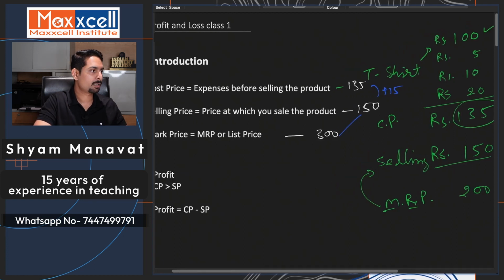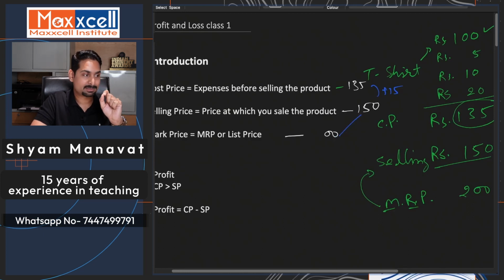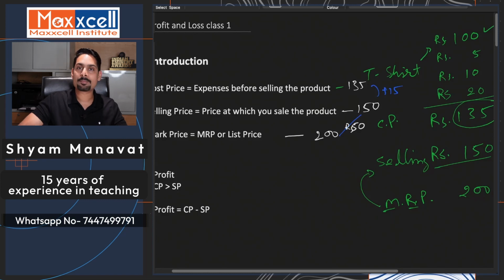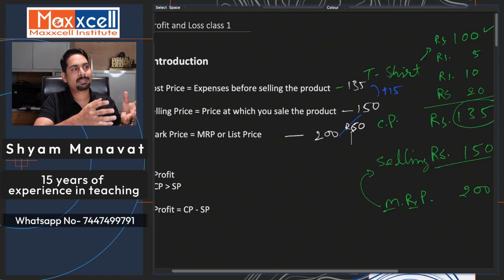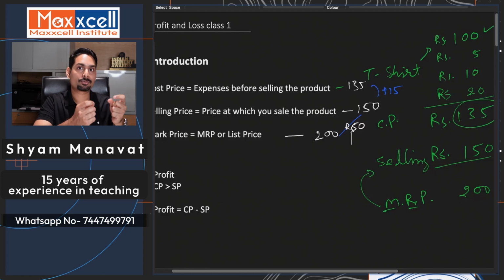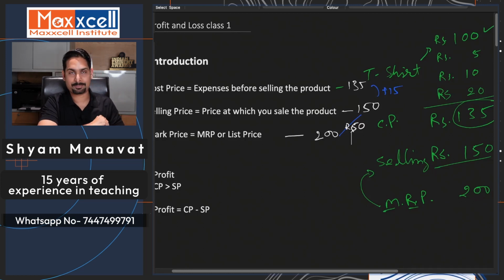So you said, Mr. Customer, actually the price of the t-shirt is 200, but I'm giving it to you at 150 rupees. So the customer is also happy because he got a discount of 50 rupees. So what is discount? You have the mark price, the MRP, and then at the end when you sold the t-shirt to the customer, you sold it at 150 rupees. So there is a discount of 50 rupees here.